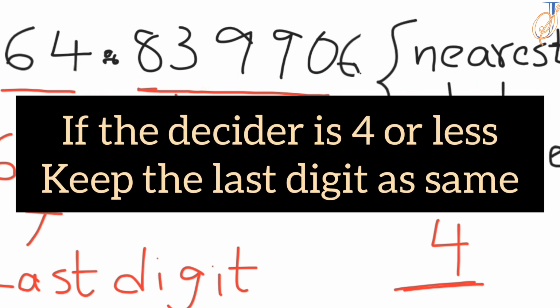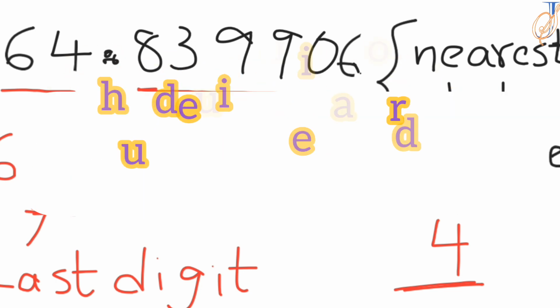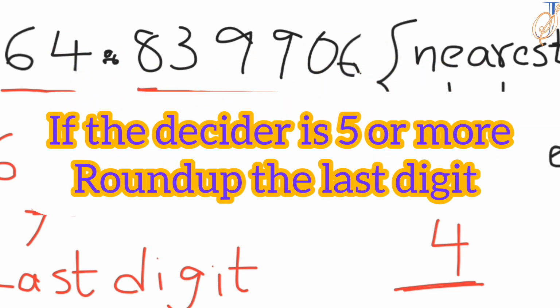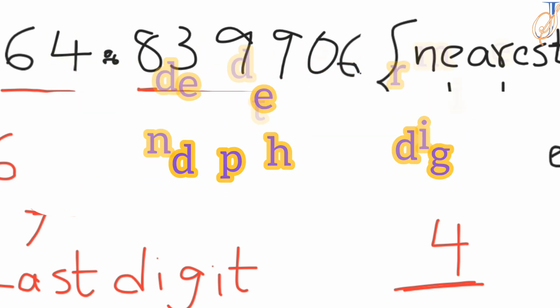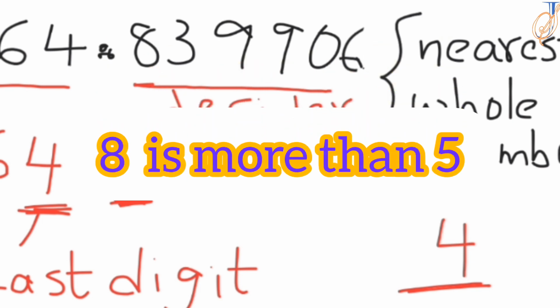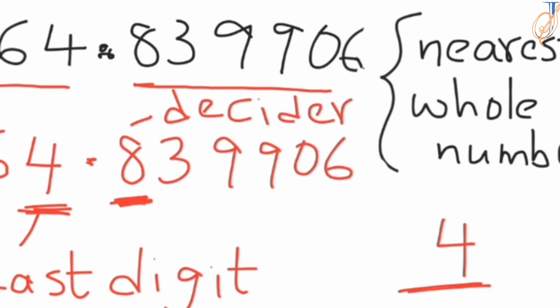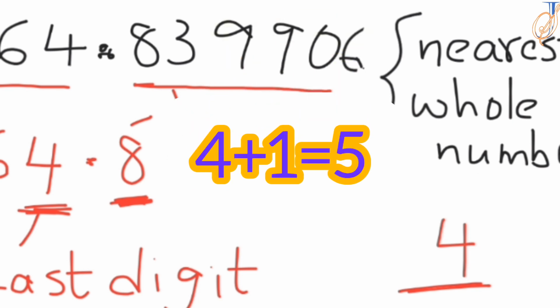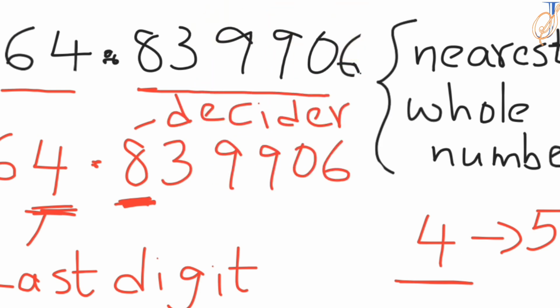If the decider is 4 or less, keep the last digit the same. If the decider is 5 or more, you have to round up the last digit. So here 8 is our decider. Our decider is more than 5. So you have to add one to the last digit. Here 4 is the last digit. When you add one, it becomes 5. So the result for 64.839906 is 65. So this is the nearest whole number.